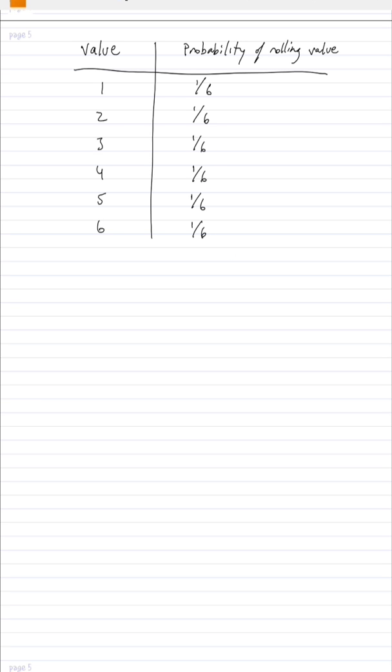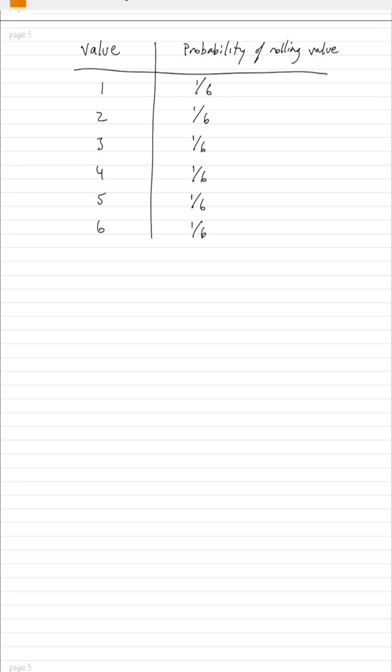So the probability of rolling any of these values in a single roll is 1 in 6, but the probability of rolling each of these values, or all of these values, is 1. So your probability is going to go from 0 to 1, or 0% to 100%.